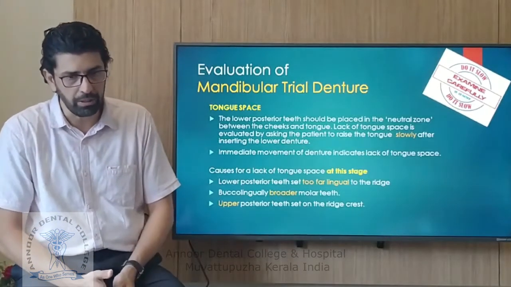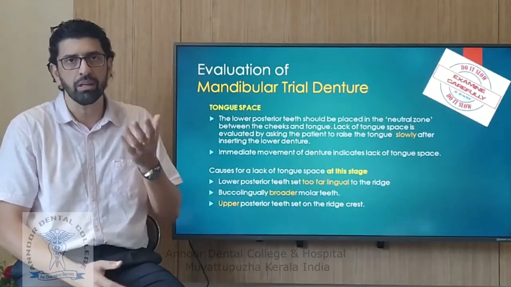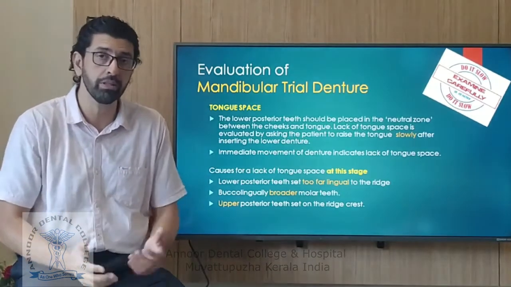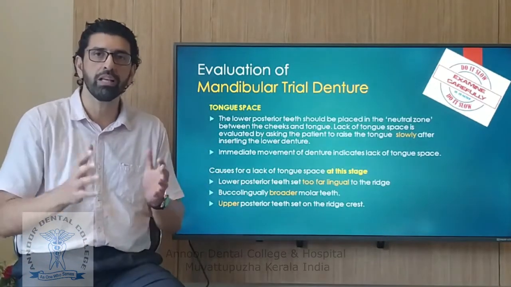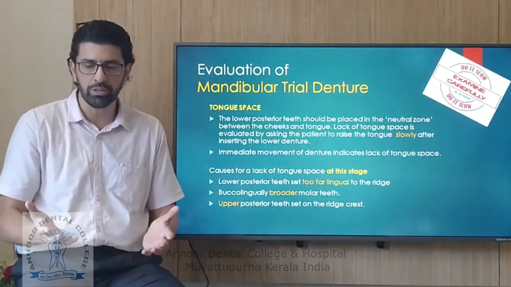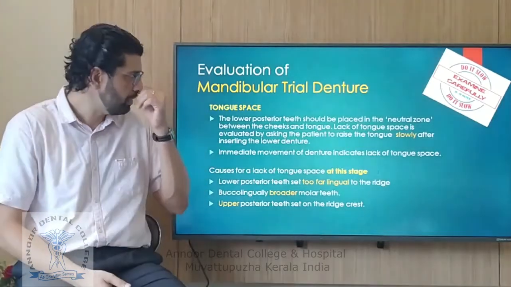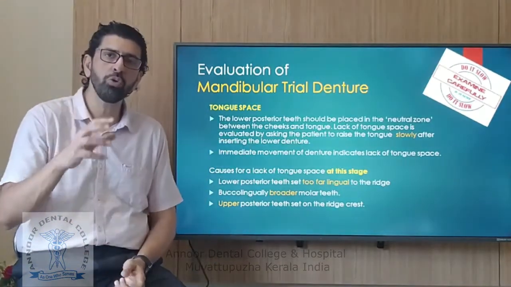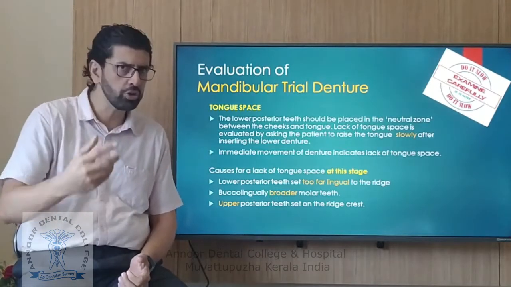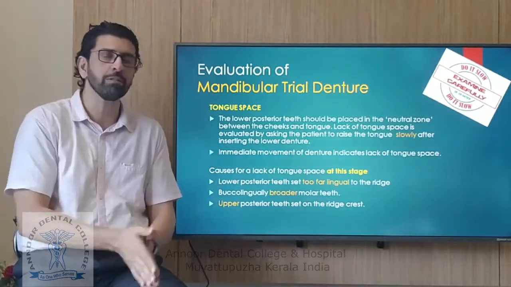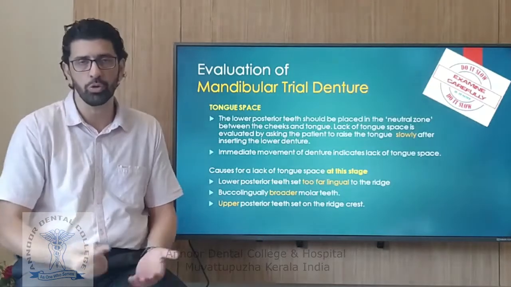So how do we check this, right? We ask the patient to lift up the tongue slowly, and when he's slowly lifting up the tongue, if there's a quick immediate jerk of the denture, especially the posterior portion lifting up, chances are that the tongue space has been compromised. And you can see that very clearly. You can see the tongue trying to lift up and the dentures lifting up with it. So it's very obvious. So what are the usual causes for lack of tongue space at this stage? Not the jaw relation. At jaw relation it is fine. So at this stage, one, you set the teeth too far lingually in. That's one thing, like I told you before.